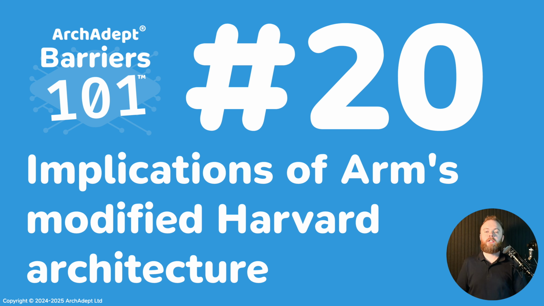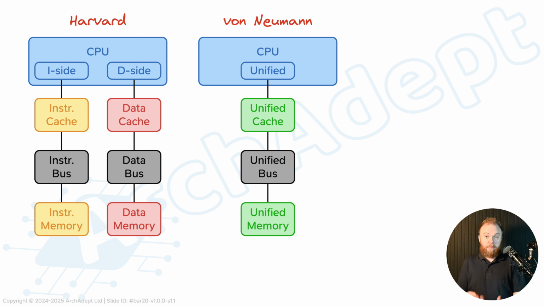Welcome to Lesson 20. In today's lesson, we're going to be exploring some of the implications of ARM's so-called modified Harvard architecture. So what do we mean by ARM's modified Harvard architecture? Well, taking a step back for a moment, in general computer science and computer architecture, there are, broadly speaking, two main flavors of memory system.